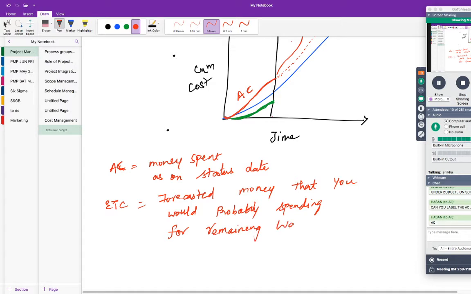That's more important. The word remaining work is more important. Not for the whole of the work, but for the remaining work, correct? So if someone asks you, in that case, what is the total money you would have spent at the end of the project, they are asking you EAC.